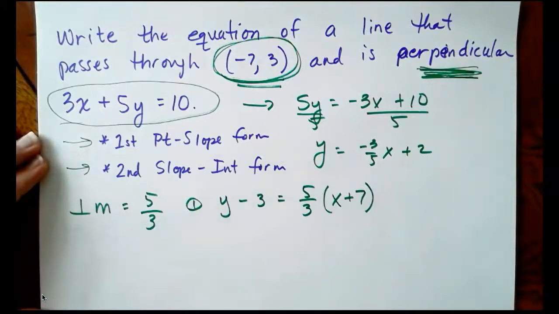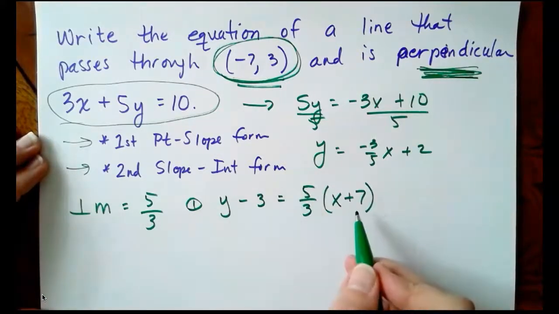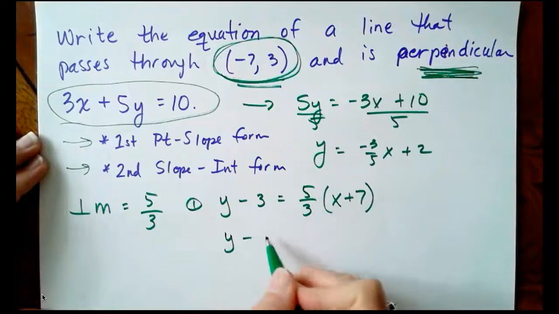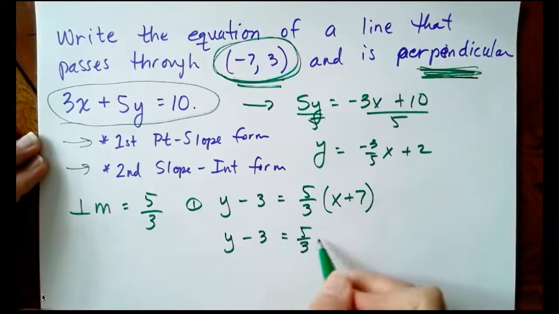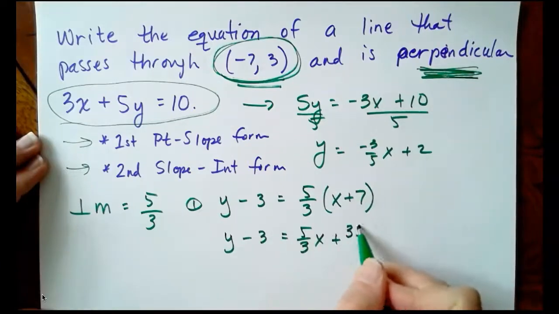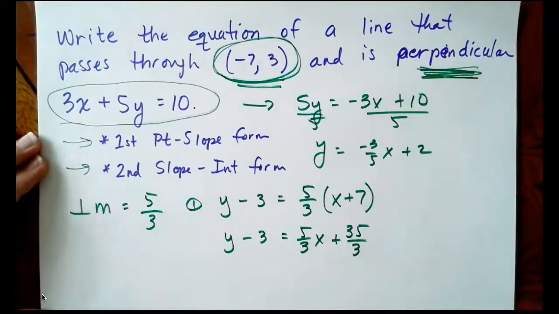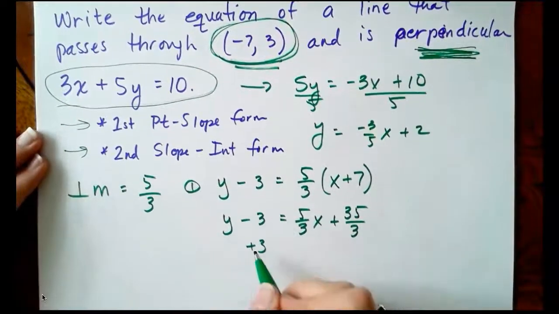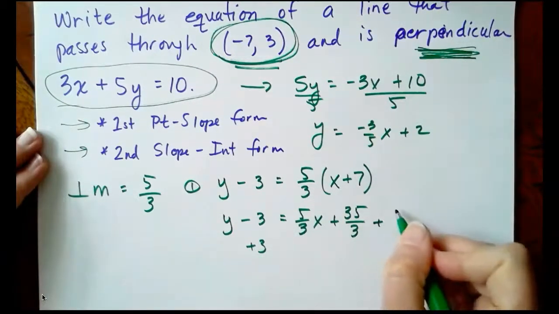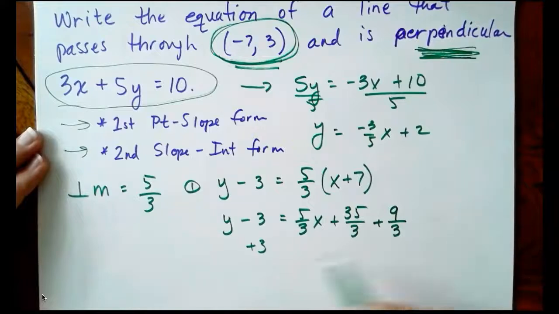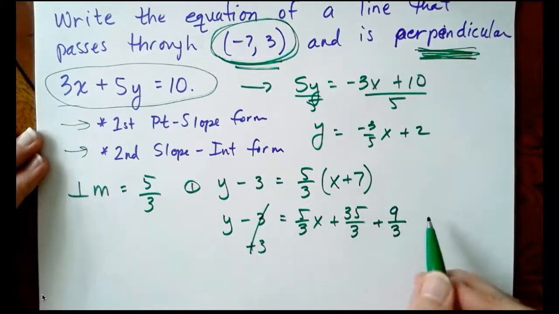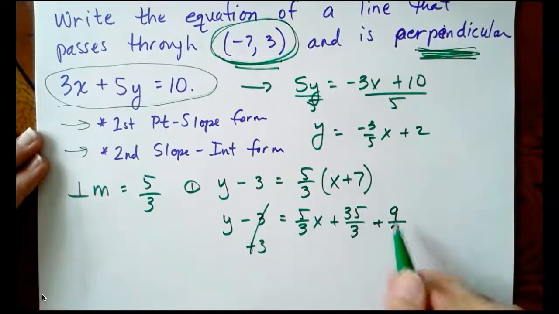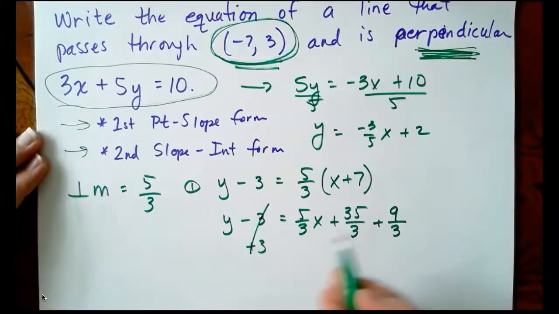Secondly, I want to see the slope-intercept form of the line. So from here, we're going to solve it for y. So y minus 3 equals 5/3 x plus 35/3. 5/3 times 7 is 35/3. Next, we'll be adding 3. So watch this little trick. If we are adding 3 on the left, we will add 3 on the right. And I took the liberty to go ahead and get that common denominator. 9/3 is equivalent to the 3 right there.